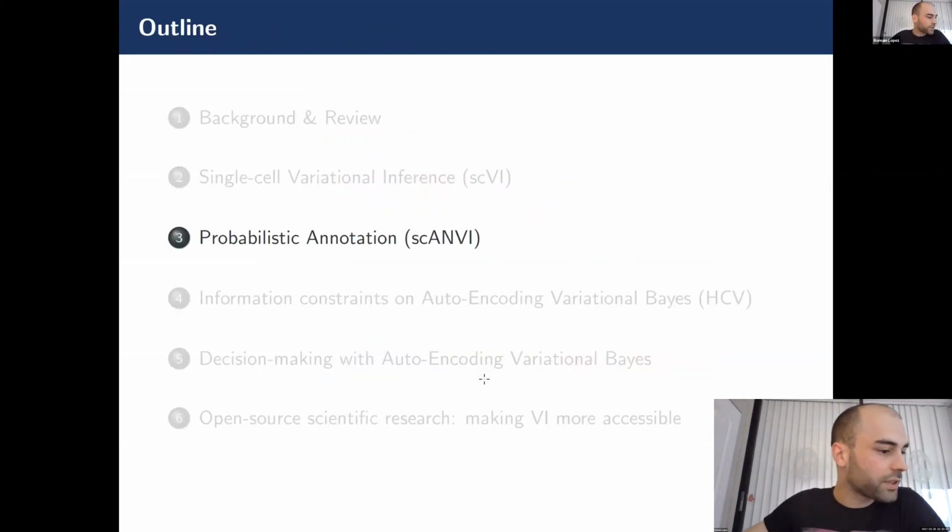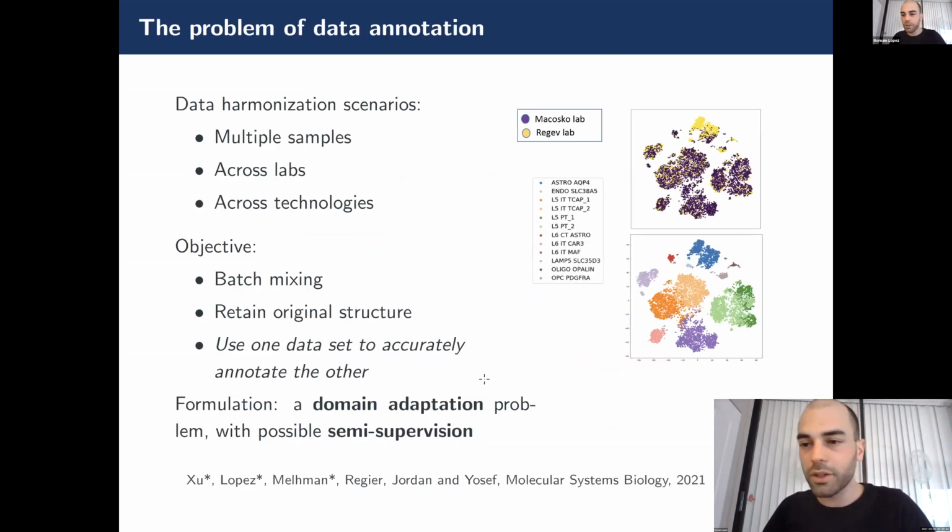So now I'll present. Let me see how much time I have. I'll present an extension that's for annotation. There are several data harmonization scenarios, and I guess Fabian has been talking about this for a while, so I'll go a bit quickly.